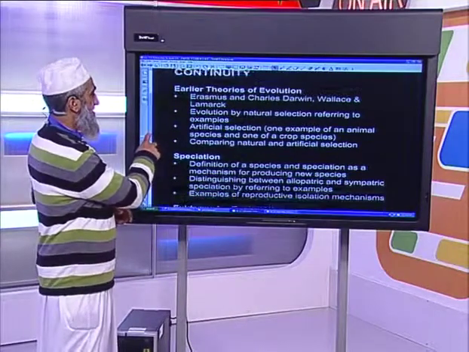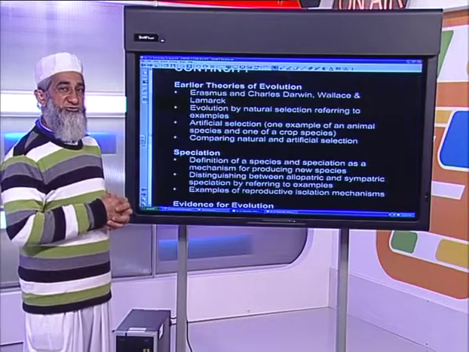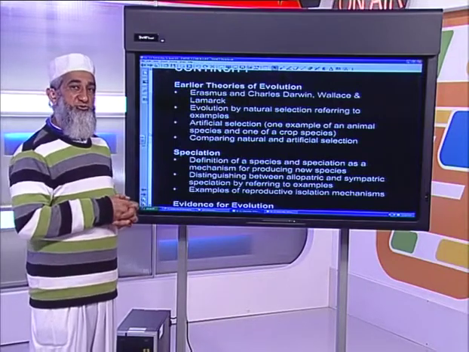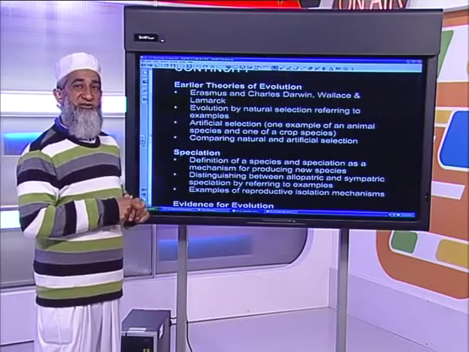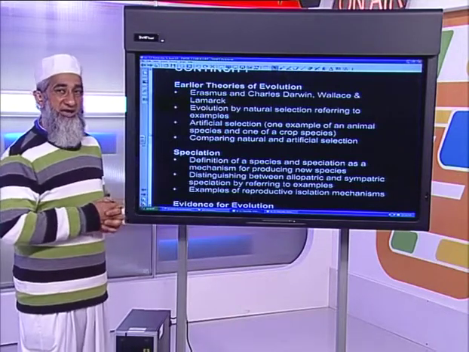The first part of evolution, we look at different scientists and their contribution to evolution. The two Darwins, that is Erasmus Darwin and Charles Darwin, Alfred Wallace, and Lamarck.